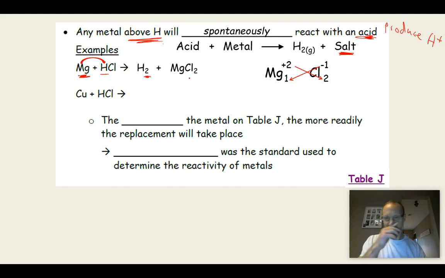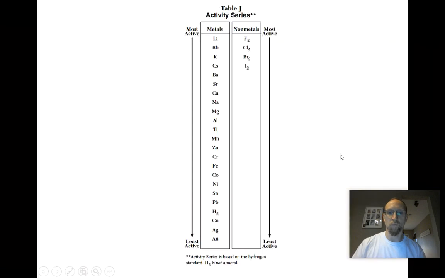So now what about copper? Will copper react with hydrochloric acid? Let's go to table J and see. Is copper higher than hydrogen? Here's hydrogen. Copper is not. So copper is not strong enough to react spontaneously with an acid. If I plunk a penny into some hydrochloric acid, it's not going to react.